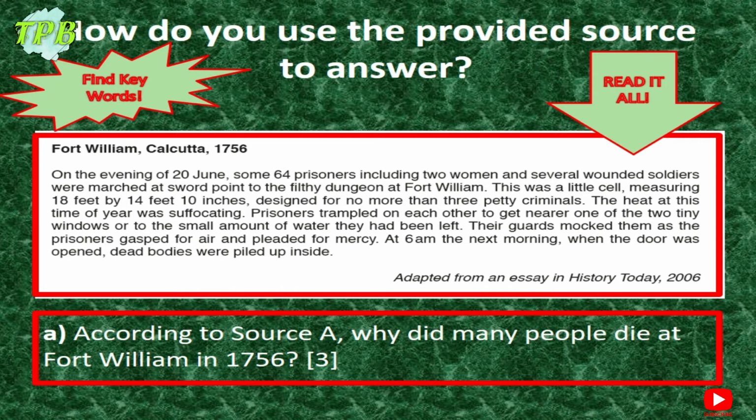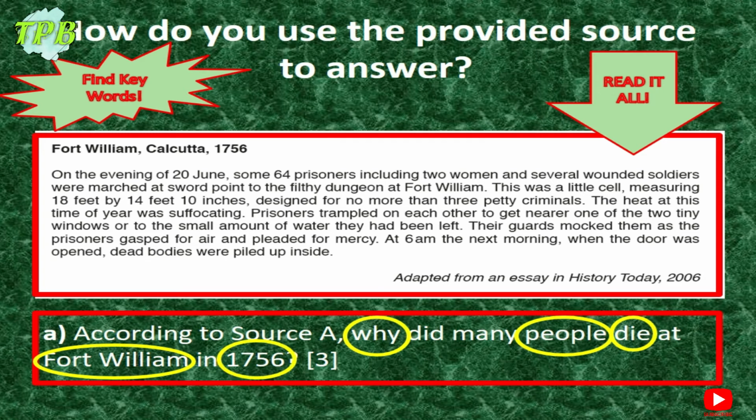After reading the source, you have to find the keywords in the question statement. That is going to make it easier for you to understand what the question is actually asking you. The keywords in this case are why, people, die, Fort William, 1756. Now using these keywords, we are going to find an appropriate answer. Let's move on.